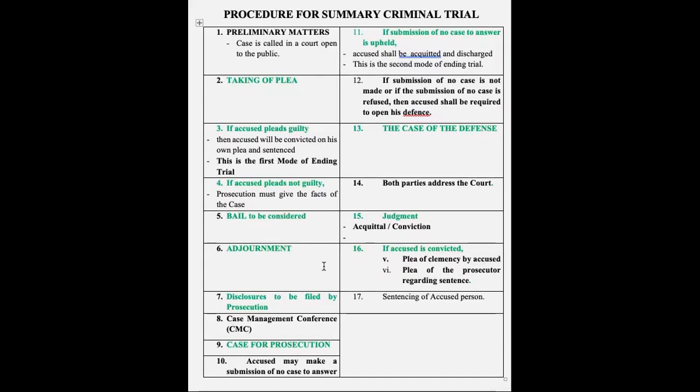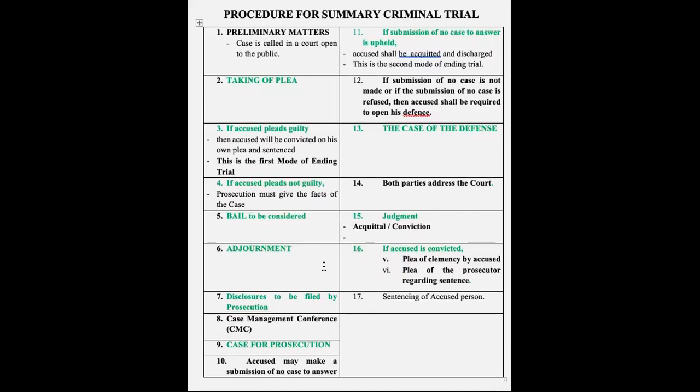After the accused finishes calling his witnesses and finishes his case, both parties will now have to address the court. Remember the order in which the addresses are made. If the accused called witnesses, then the lawyer for the accused will address the court first. If not, then the prosecution will address the court first, then the accused person will respond. After the addresses, what happens? Judgment, which can be an acquittal or a conviction.